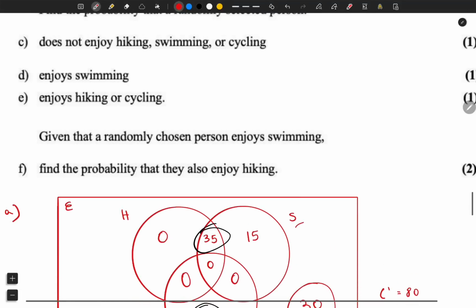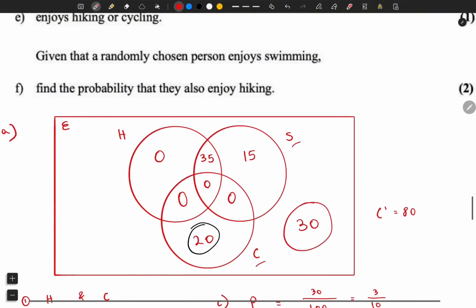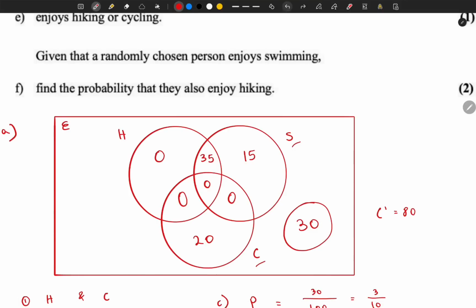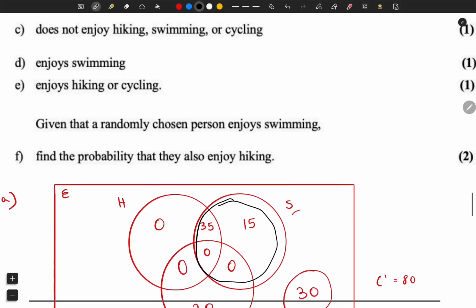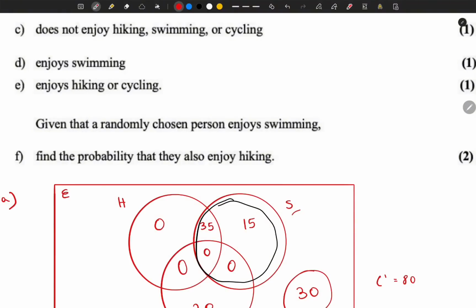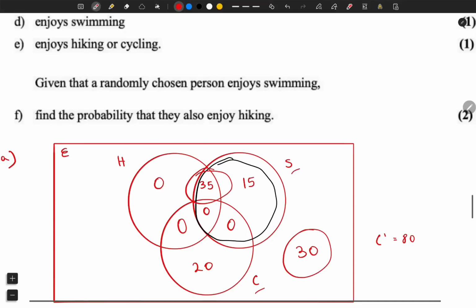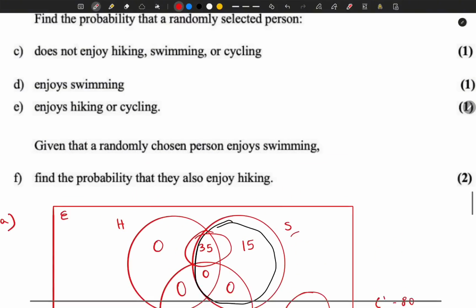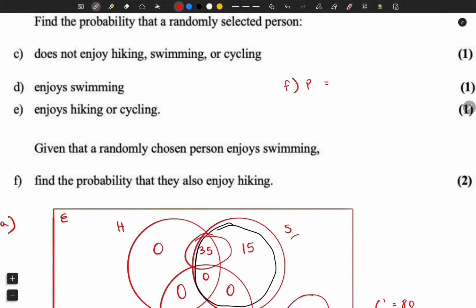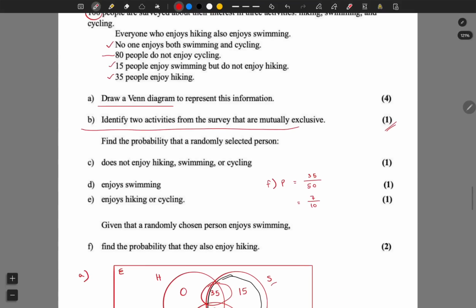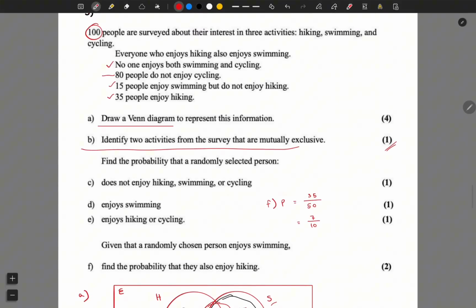Now moving on to the next part, given that a randomly chosen person enjoys swimming. So they have chosen a person from the swimming section. So it's basically this section. Find the probability that they also enjoy hiking. So the required outcome is 35 and the total outcome is 50. So overall, the probability will be 35 over 50, which is 7 over 10. So that is it for this question, and see you in the next video.